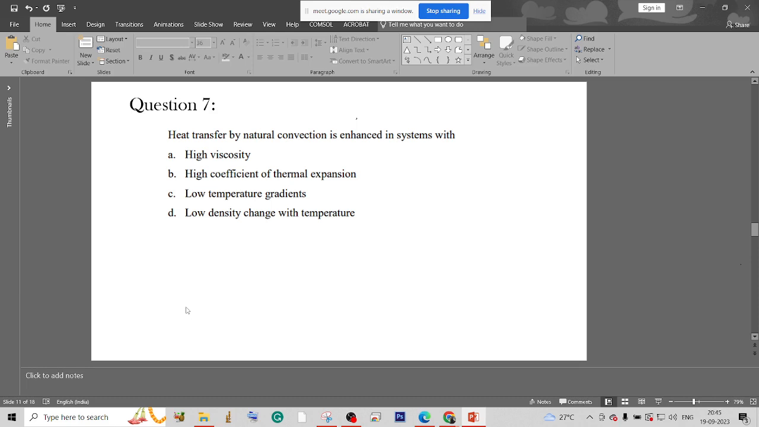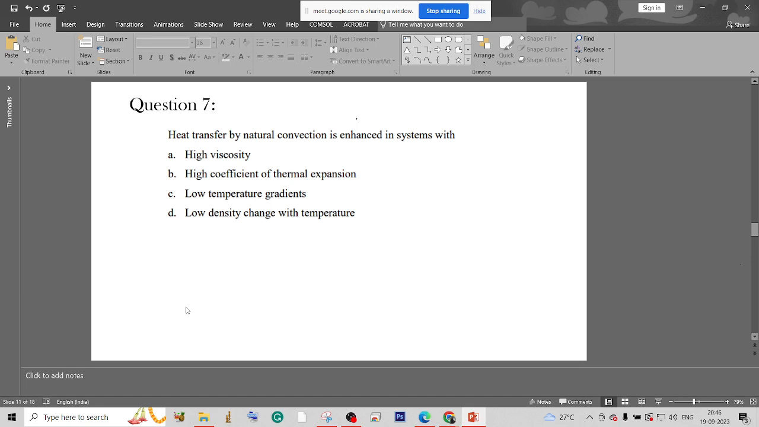And with density also it is directly proportional, just a minus sign will come. So at constant pressure, density change with temperature should increase in order to increase beta. So option D cancels out. The low temperature gradients, obviously the temperature gradient should be high, then only Grashof's number will be high. So this also cancels out.